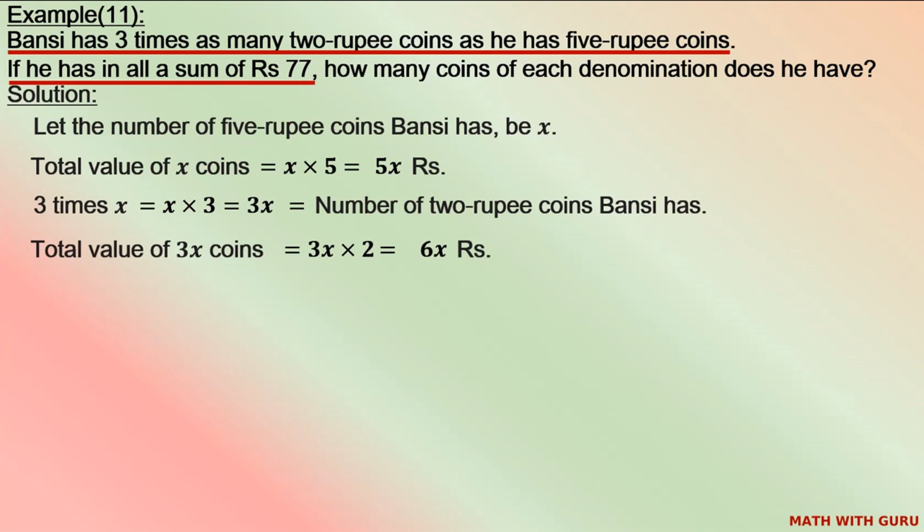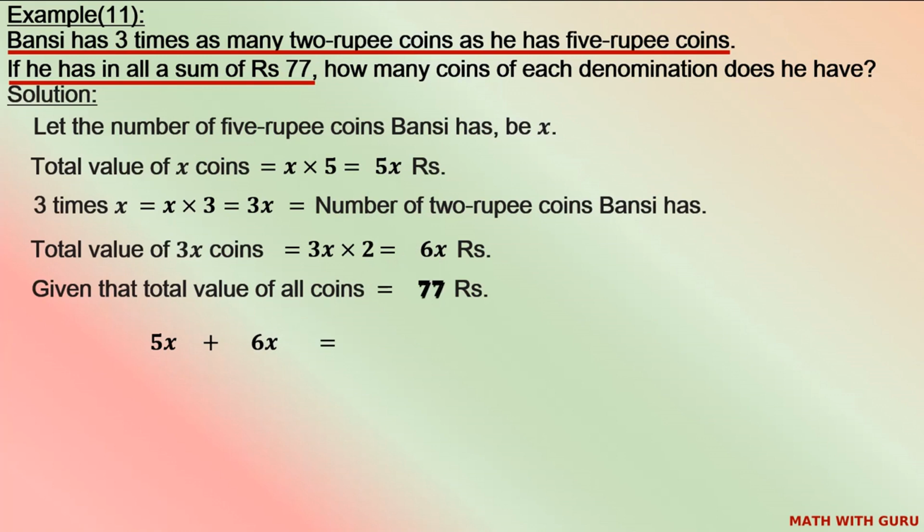If he has in all a sum of rupees 77, the total value of all coins, the total money Bansi has is 77 rupees. How do we frame the equation? 5x plus 6x equals 77. Let us solve this equation. It's quite simple. 5x plus 6x is 11x equals 77. x equals 77 divided by 11. 11 ones are 11, 11 sevens are 77, x equals 7.